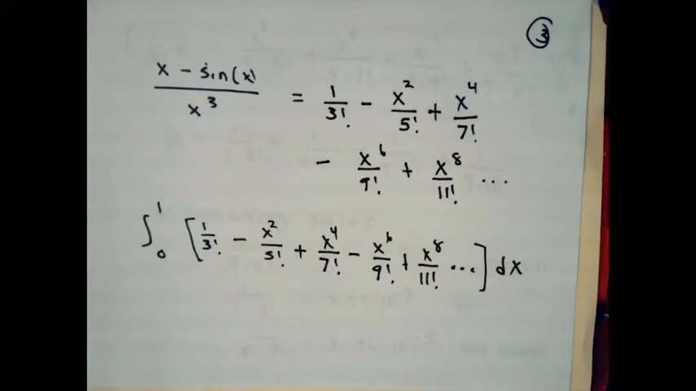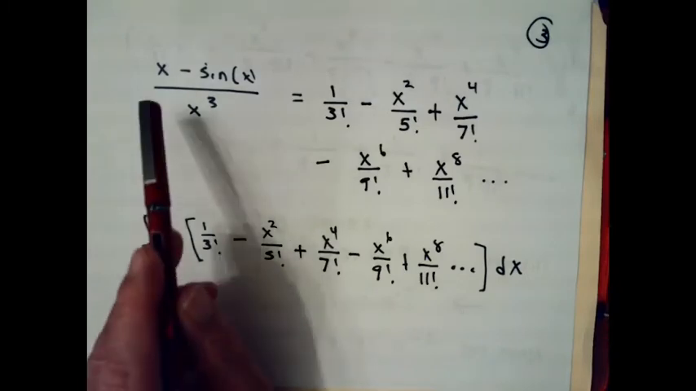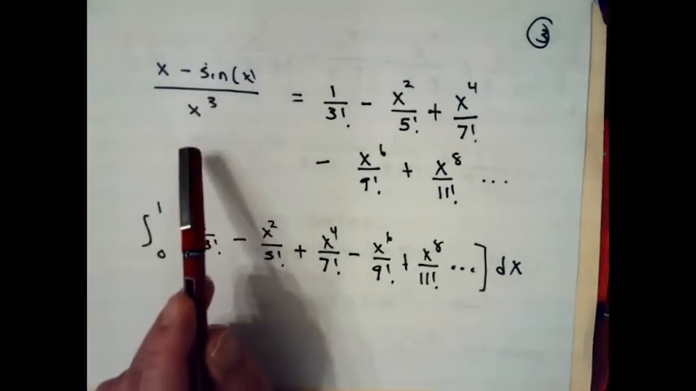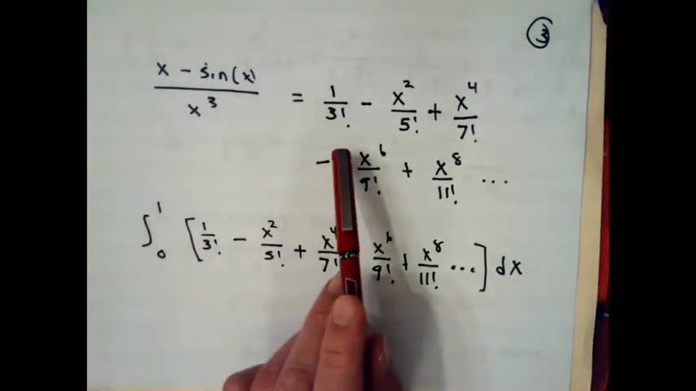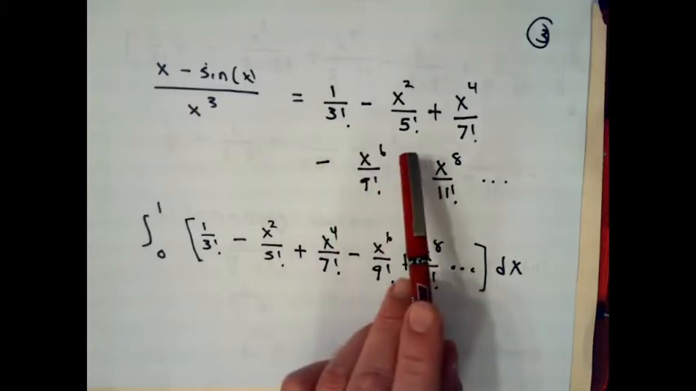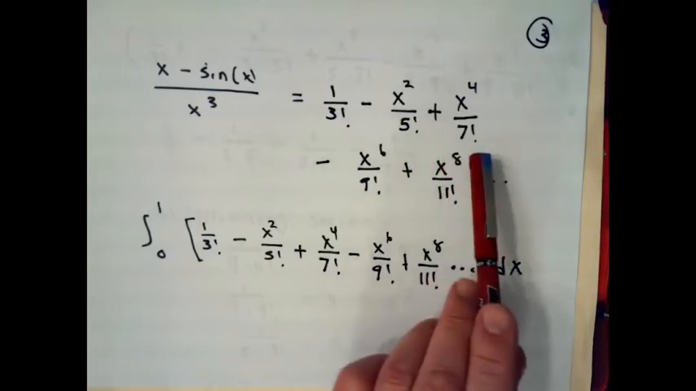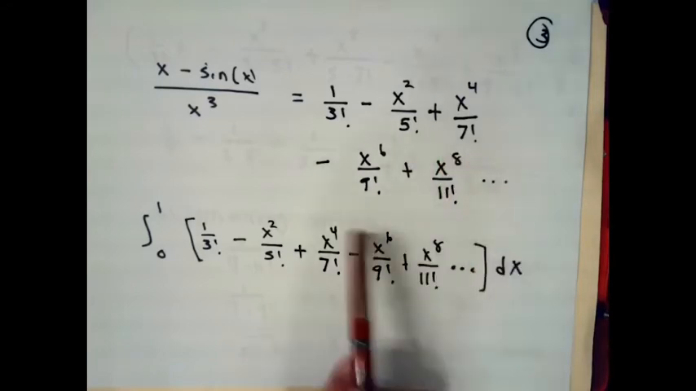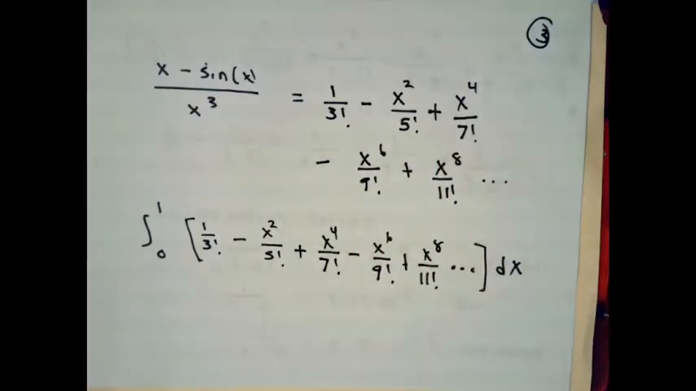because the thing that we're integrating is x minus sine x divided by x cubed. So take the series that we just obtained, divide each term of it by x cubed, and you'll find that (x minus sine x) over x cubed is 1 over 3 factorial minus x squared over 5 factorial plus x to the 4th over 7 factorial, and so on and so forth.